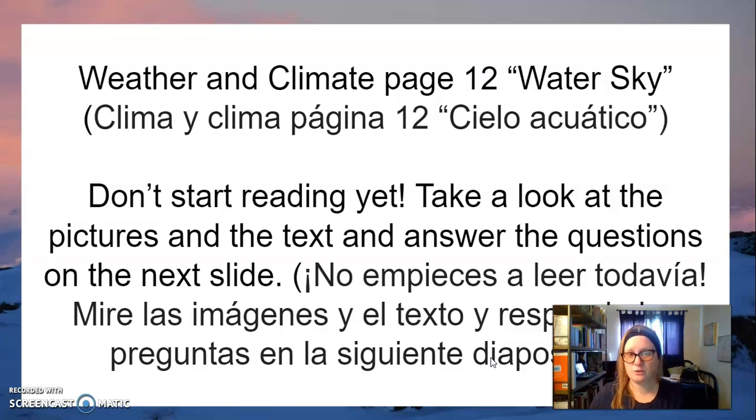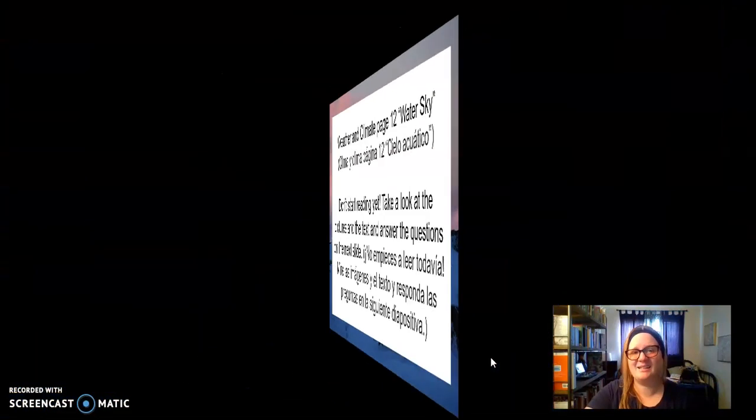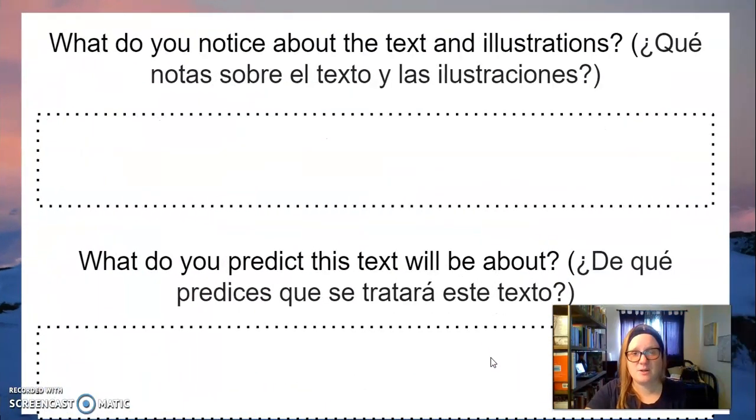So here is your new reading for this week. Weather and Climate, page 12, Water Sky. It is a long text. Don't start reading yet. Take a look at the pictures and the text and answer these questions on the next slide. What do you notice about the text and illustrations? Just what do you see? What do you predict this text will be about? Now that you've seen the pictures and you're looking at the title, what do you think this text is going to be about?